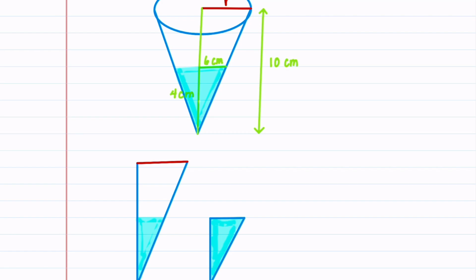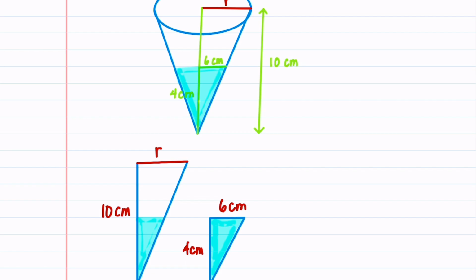For the big triangle, our top is our radius, and that's actually what we want to find. The left side in our big triangle is 10 centimeters. And then on our small triangle, the top part is 6 centimeters, and the left-hand side is 4 centimeters.